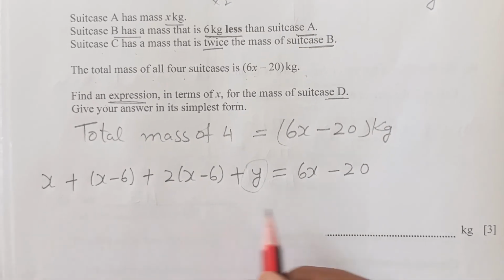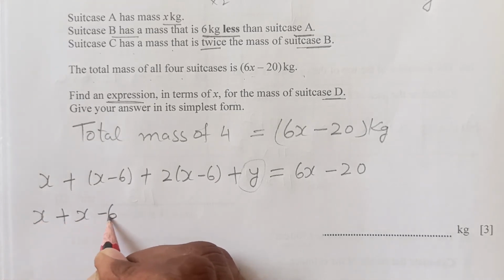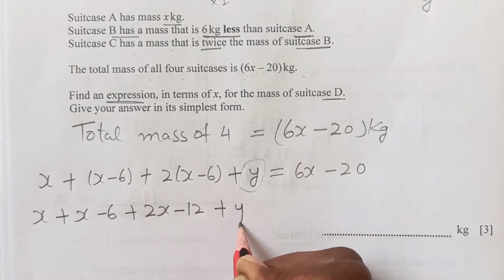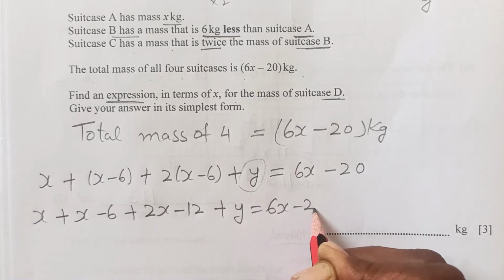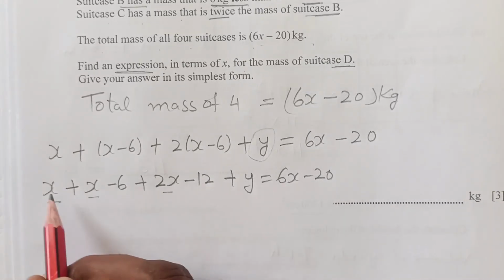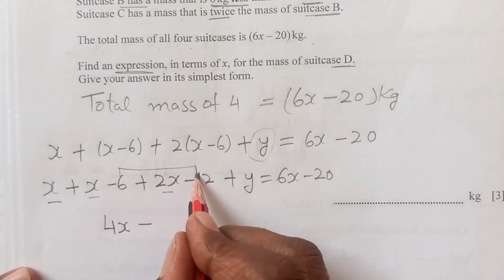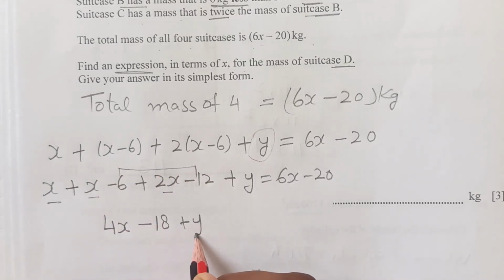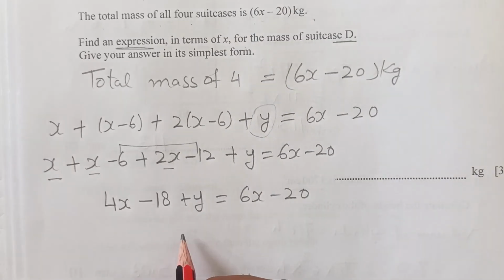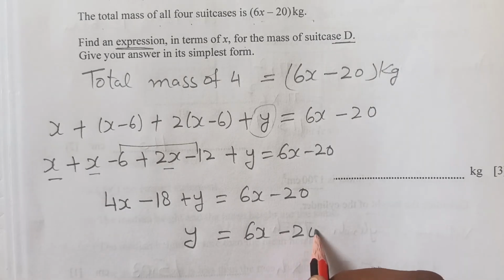Now combine the like terms. First of all, open the brackets, expanding brackets. 2 times x is 2x minus 12 plus y equals 6x minus 20, right? So x plus x, 2x plus 2x, that is 4x minus 18 plus y equals 6x minus 20, right? So we need only y here, shifting all other stuff to the other side.